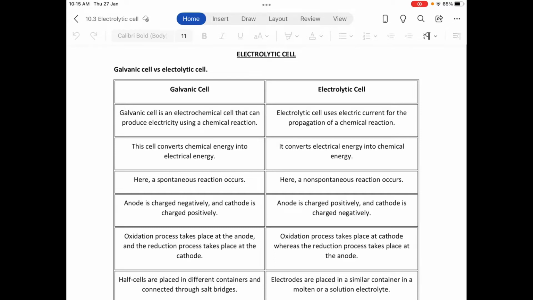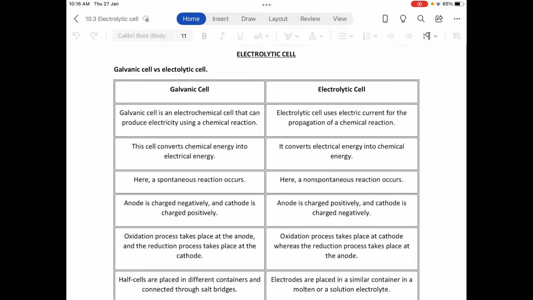Okay, first of all, I'm going to show you the difference between galvanic cell and electrolytic cell. Basically, for the first few parts of our discussion in electrochemistry, we have discussed galvanic cell. Now we want to learn about electrolytic cell. So galvanic cell, if you still remember, is a cell that produces electricity using chemical reaction. But electrolytic cell is a cell that uses electric current for chemical reaction to happen.